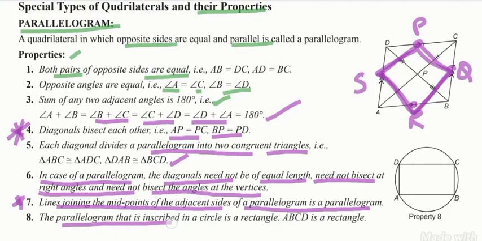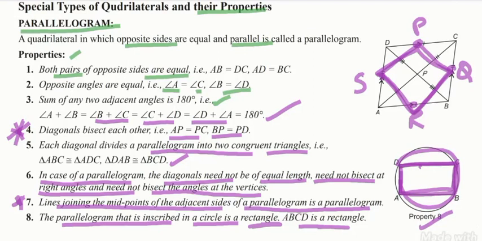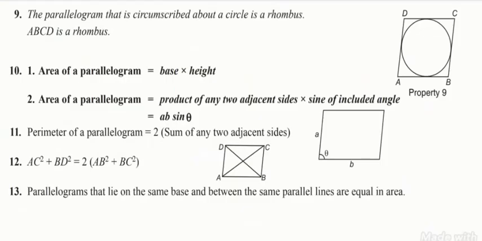A parallelogram that is inscribed in a circle is a rectangle. If a parallelogram is lying inside the circle, look at the diagram, then the figure is nothing but a rectangle. Then ABCD is a rectangle. If a parallelogram lies inside a circle, then it is a rectangle. So let's move to the next point.